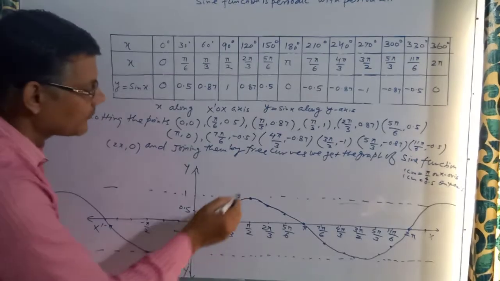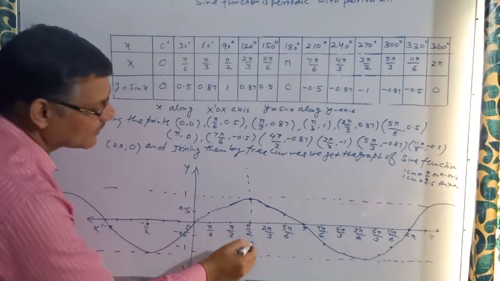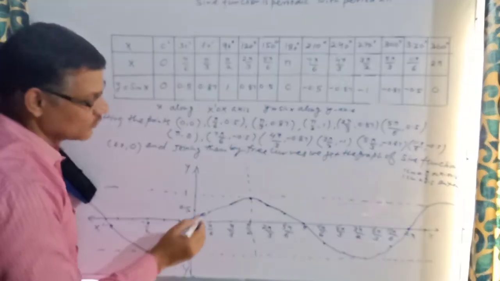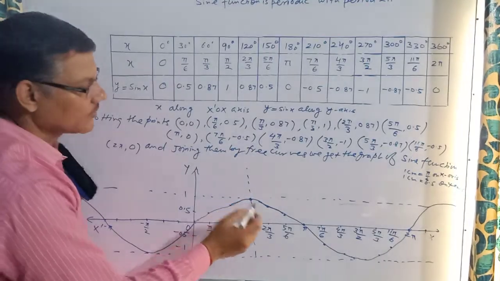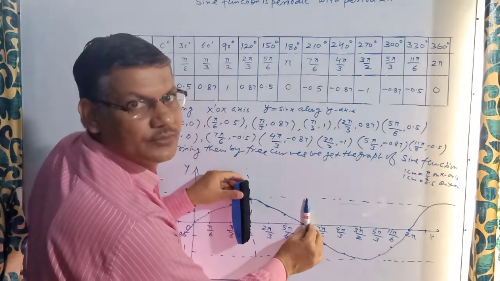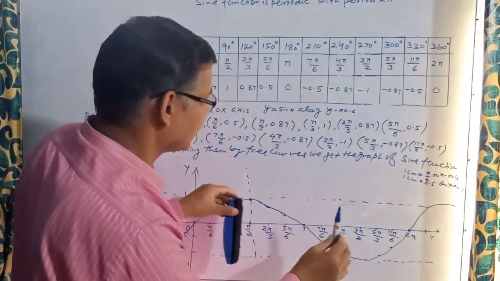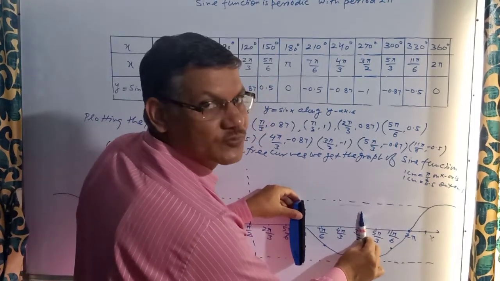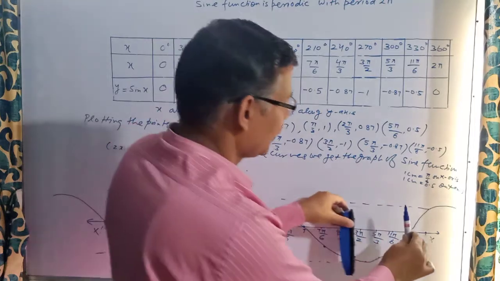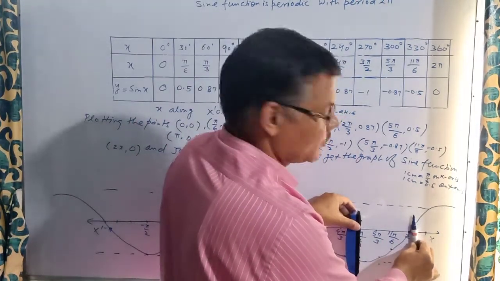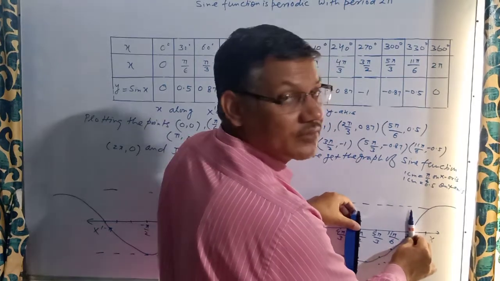Now in first quadrant, the sine function increases from 0 to 1. In second quadrant, it decreases from 1 to 0. In third quadrant, that is pi to 3 pi by 2, again it decreases from 0 to minus 1. In fourth quadrant, again it is increasing, minus 1 to 0. This is about sine function.